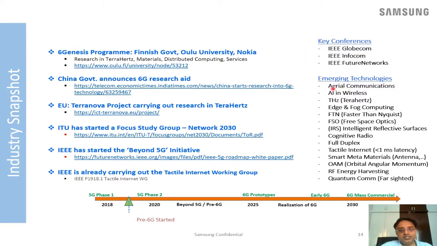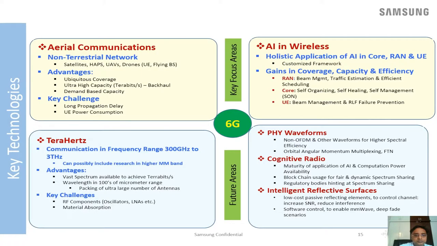And some of the emerging technologies in all of these projects are aerial communication, AI and wireless, terahertz communication, edge and fog computing, faster than Nyquist, free space optics, intelligent reflective surfaces. So I'll pick a few of these topics. Not everything requires a separate discussion. So I'll just pick up some of the topics which are closer to my area of work, and we'll discuss them in the coming slides. On this slide, I have just captured some of the key technologies. Not everything is covered here.